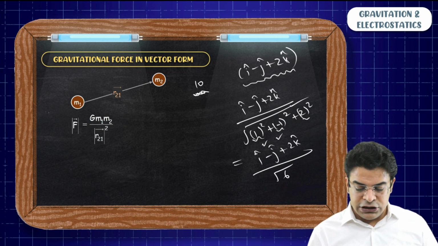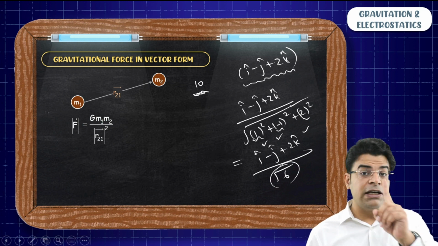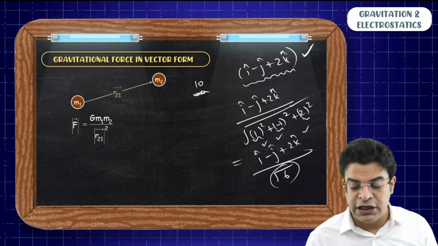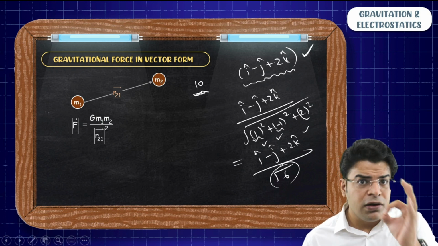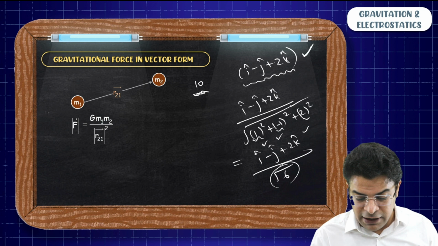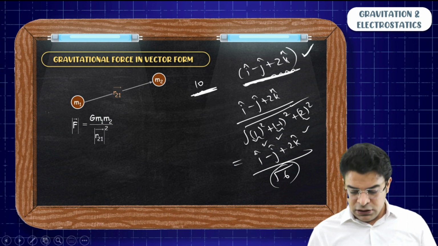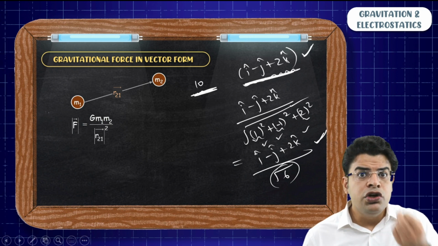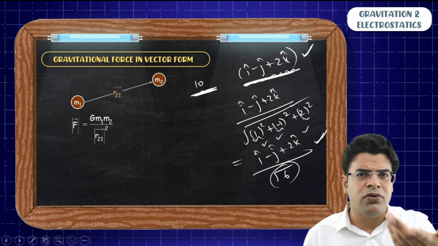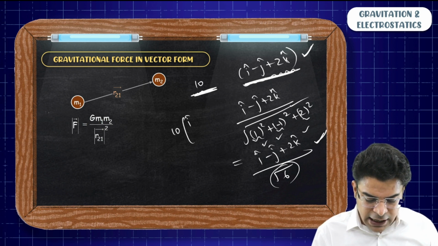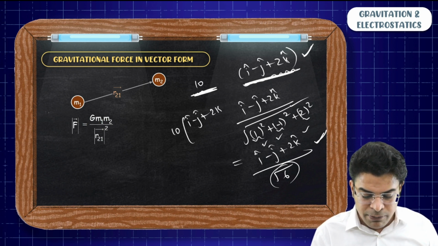Now i cap minus j cap plus 2k cap by root 6 represents a vector of magnitude 1. It's a unit vector in the direction of i cap minus j cap plus 2k cap. What is the mission? The mission is to write a vector of magnitude 10 in the direction of i cap minus j cap plus 2k cap. This is a vector of magnitude 1. You need a vector of magnitude 10. What to do? Multiply it with 10. So when we multiply it with 10, we get 10 times i cap minus j cap plus 2k cap divided by root 6.